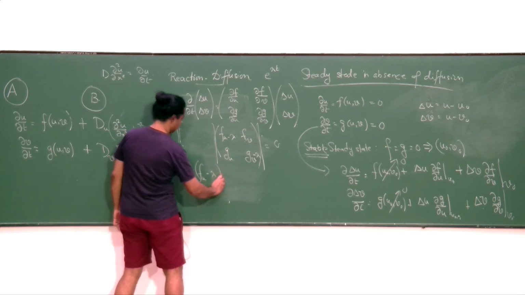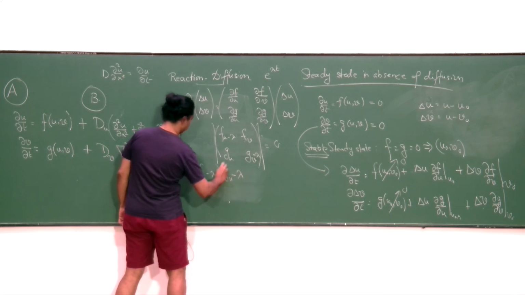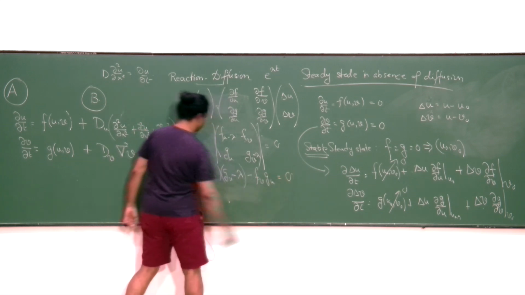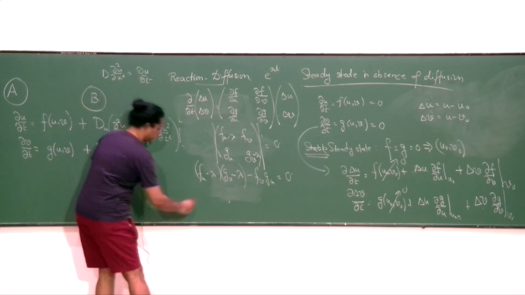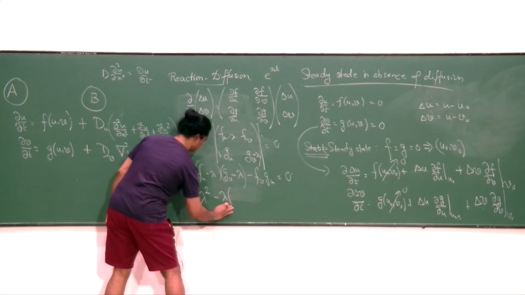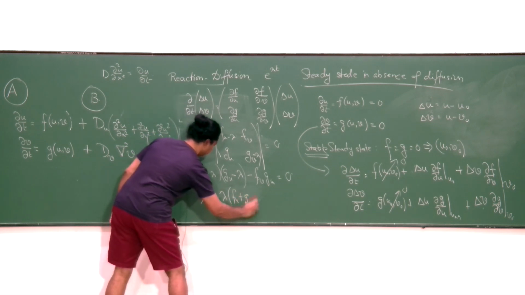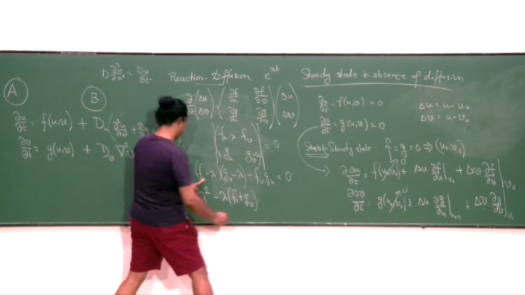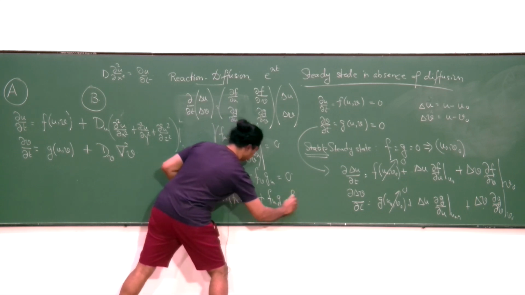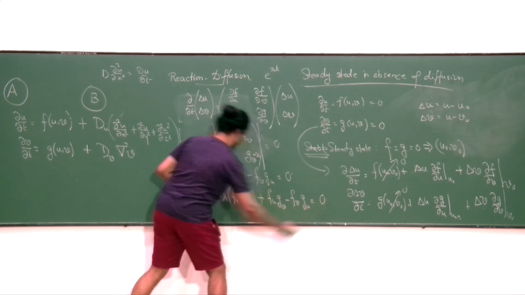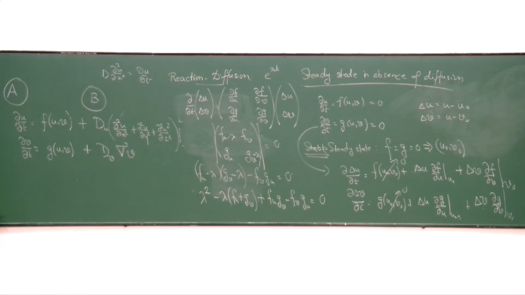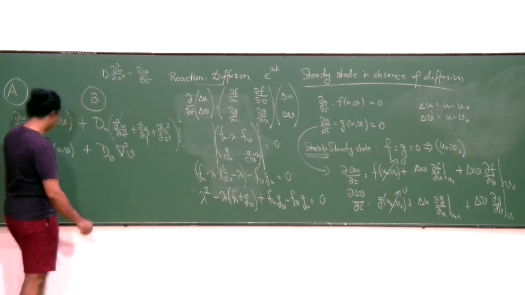Fu minus lambda, Gv minus lambda, minus Fv Gu is equal to 0. So if I'm solving for lambda, it is lambda square minus lambda times (Fu plus Gv), plus Fu Gv minus Fv Gu equal to 0. That's my characteristic equation. This is just a simple quadratic equation in lambda, and therefore you can write down the roots.